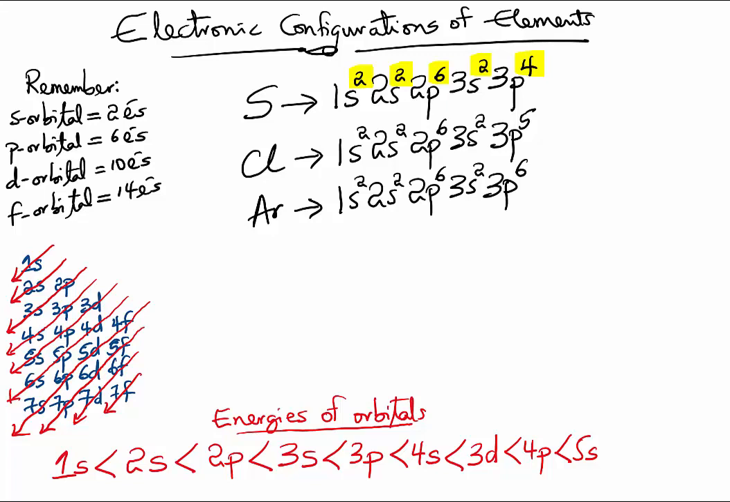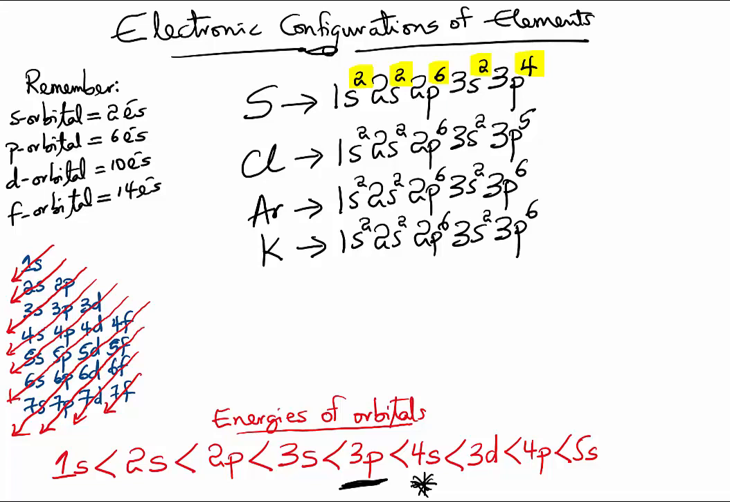Let us now move on to the next orbital. After 3p comes 4s. So if we move on to the next element, which is potassium, potassium has electron configuration of 1s2, 2s2, 2p6, 3s2, 3p6, 4s1. The remaining one electron will go into the 4s orbital.